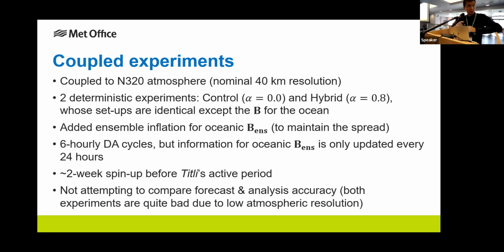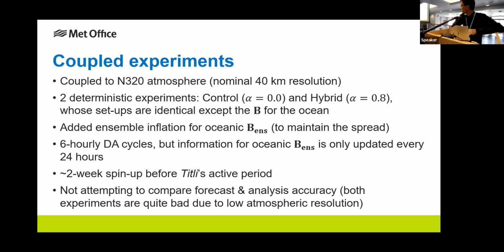And we do 6-hourly data assimilation cycling. But the information for the ocean BNs is only updated every 24 hours because this is the frequency of information we have. We don't have any information at shorter intervals. So we spin up the model for 2 weeks before the period where the cyclone was active.